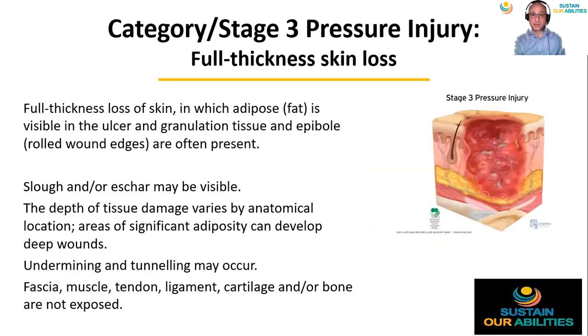Category or stage 3, a full thickness skin loss in which adipose is visible in the ulcer. Granulation tissue and epibole, the rolled wound edges, are often present. Slough and or eschar may be visible. The depth of tissue damage varies by anatomical location. Areas of significant adiposity can develop deep wounds. Undermining and tunneling may occur. Fascia, muscle, tendon, ligament, cartilage, and or bone are not exposed.